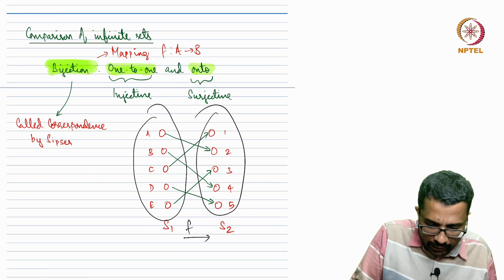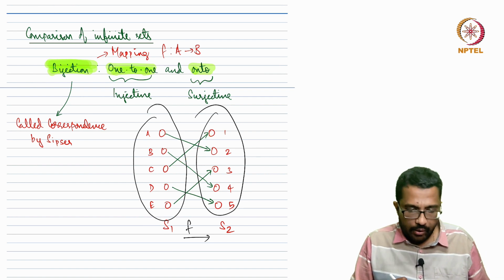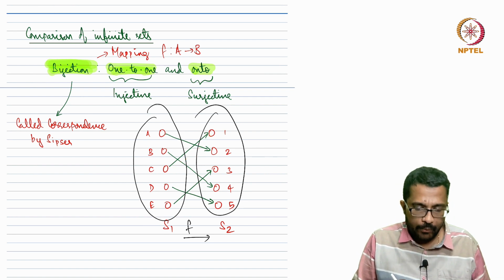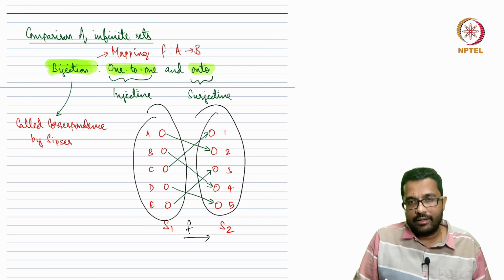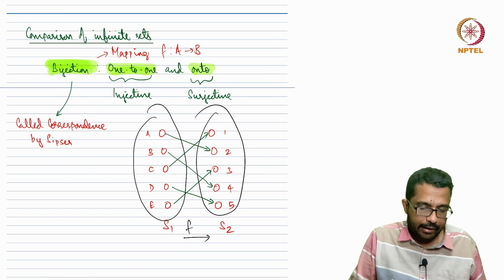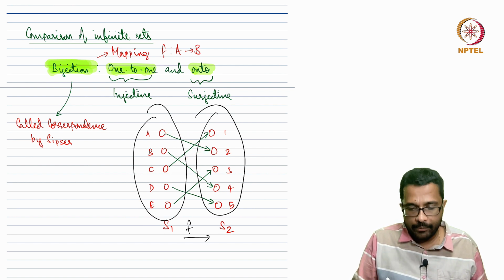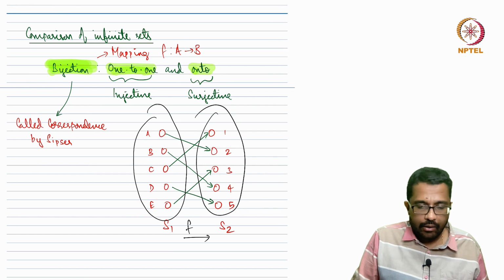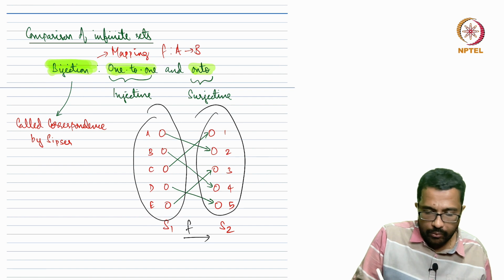So here A has an image, B has an image, C has another image. What do I mean by one to one and what do I mean by onto? One to one means no two elements from S1 can have the same image. If you see here, that is indeed the case. You take any two elements of the left side, they don't map to the same right side element. So this is one to one. Onto simply means that all the right side elements are covered. There is no element in the right side which is not an image.